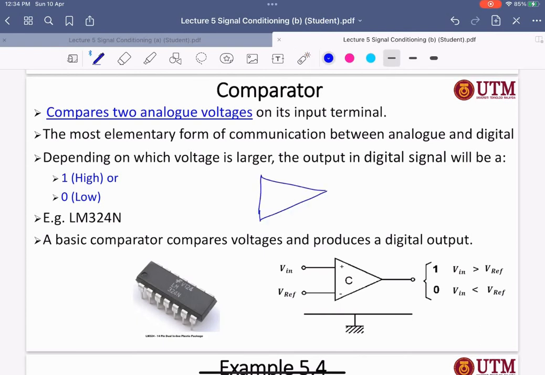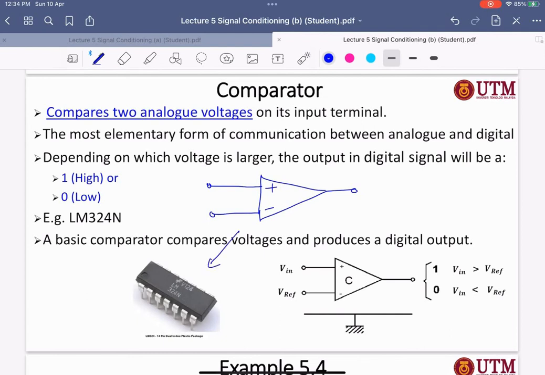Actually, the comparator is also an op-amp, right? But I like to write the symbol like this. Before that you write minus and plus, right? So now make it plus and minus. So that means we know this symbol is for the comparator, right? But it uses the same chip, so you also can use the LM741, right? Okay. For the comparator, the most popular famous chip is the LM324.